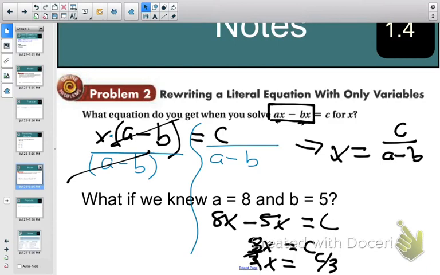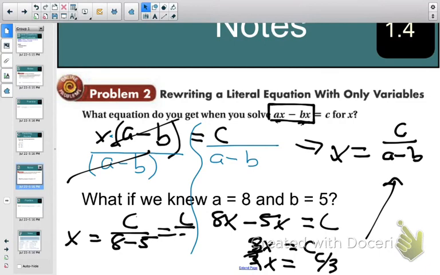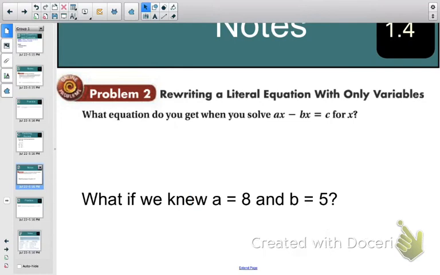We could also plug that in right here. We could plug in our a and our b. So we'd get x equals c over a would be 8, b would be 5, 8 minus 5 is 3, so c over 3. Same thing. But when you have x's like this and you can't combine them, you have to factor it out. So factor the x out first, and then you can solve. It's kind of a tricky little problem there.